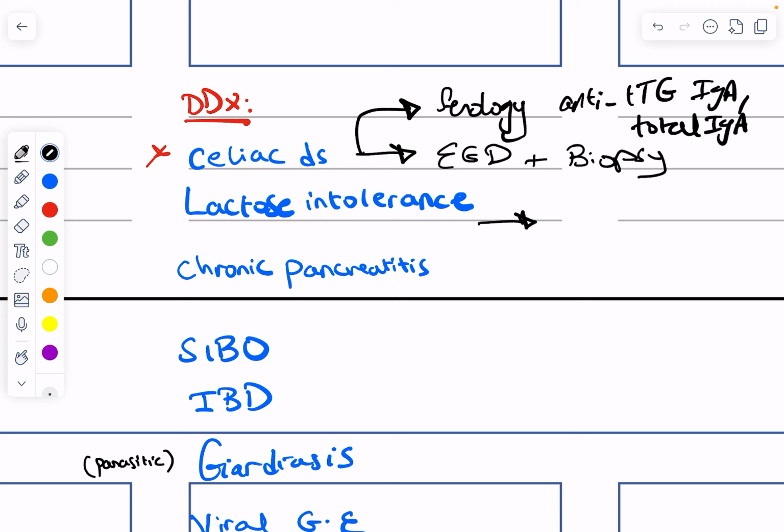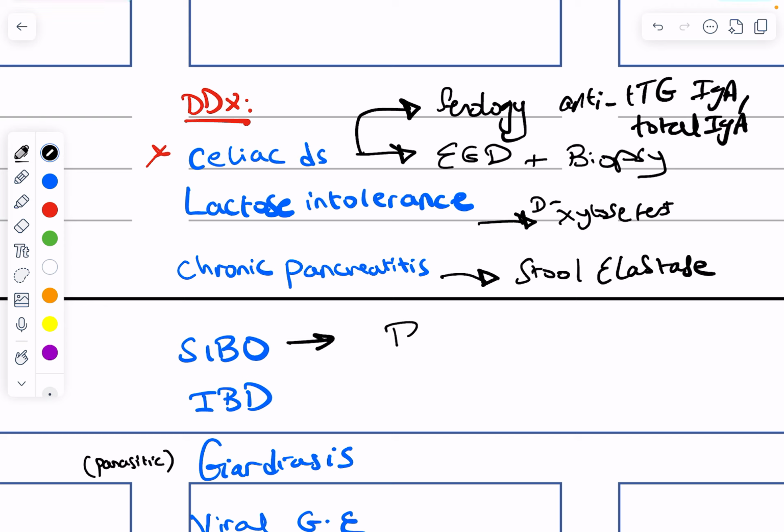Now, let's say we're suspecting lactose intolerance. In that case, you might want to do carbohydrates in stool, a D-xylose test. You might want to do that. Or for chronic pancreatitis, you want to do stool elastase, right? For SIBO, you might want to do a breath test.